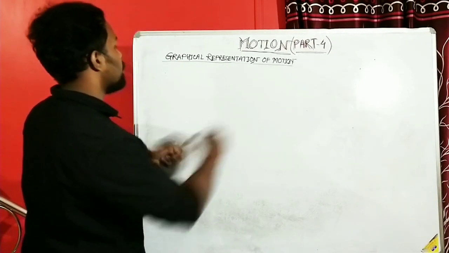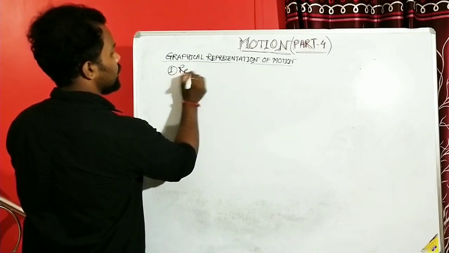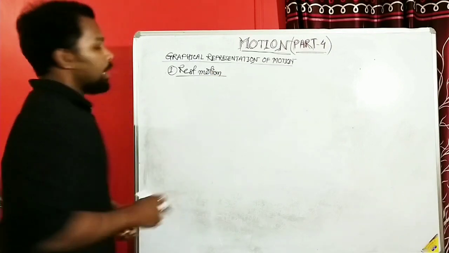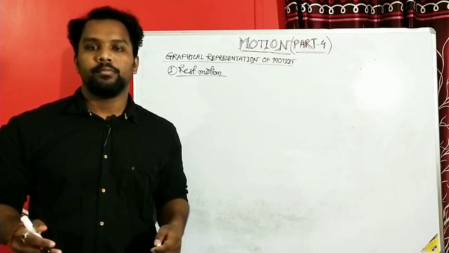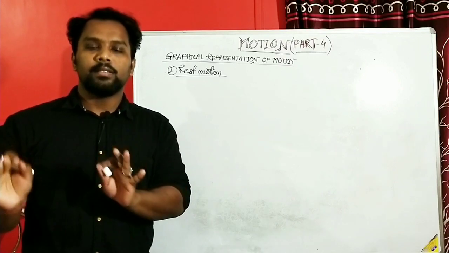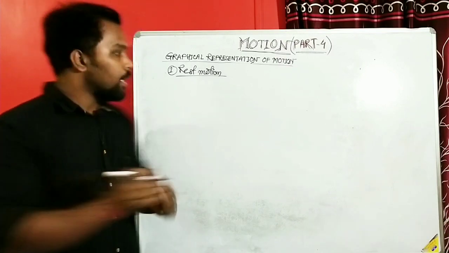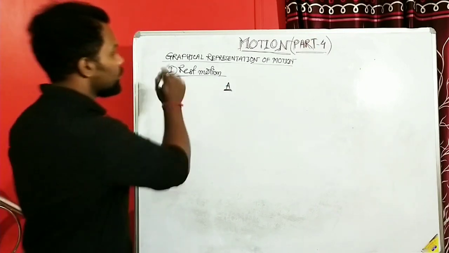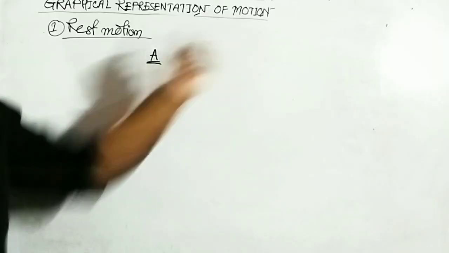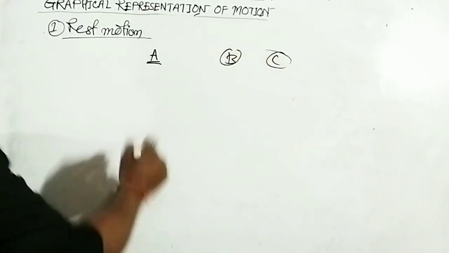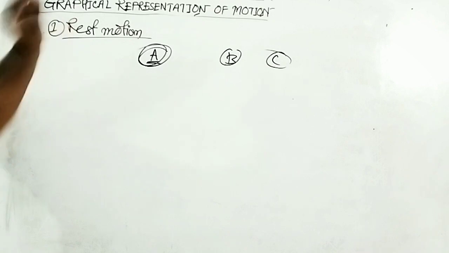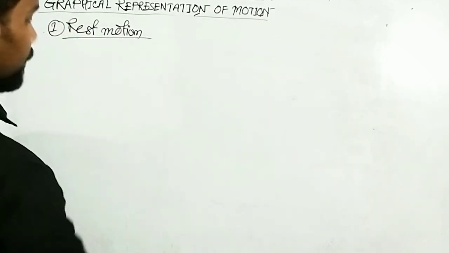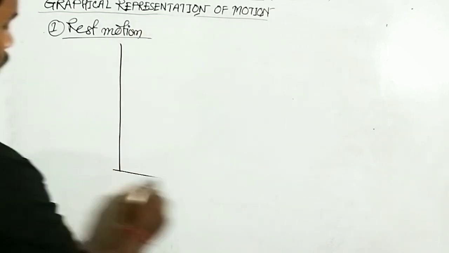Our first motion is going to be the rest motion. In the case of rest motion, what actually happens? The distance remains the same. If a particle or an object is at position A and it is at rest, it will always be at rest. It is not going to move to another position. It will always be here. Now, if we have to put this in a graph, how will it look? Just see. This is the graph.